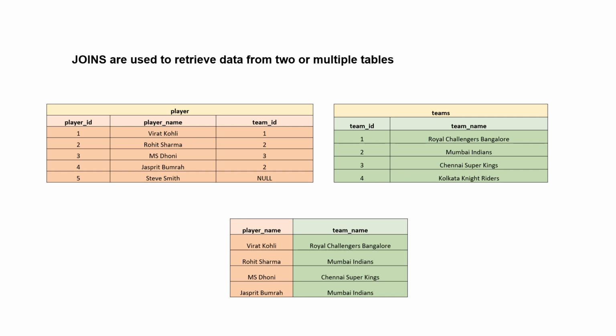So what is a join? Joins are basically used to retrieve data from two or multiple tables. So we want to retrieve the data from these two tables. What we want is the player name from the player table and the team name from the teams table. So we get the player name with their respective team name.